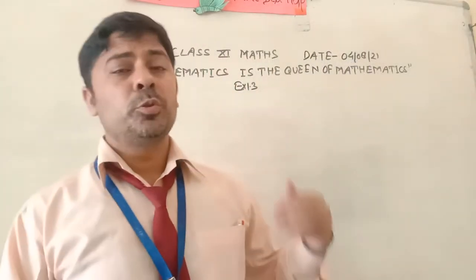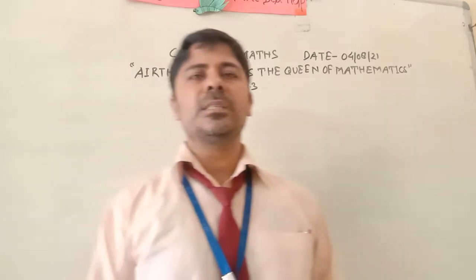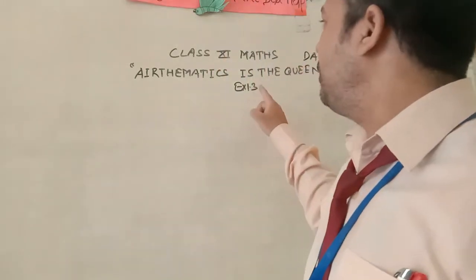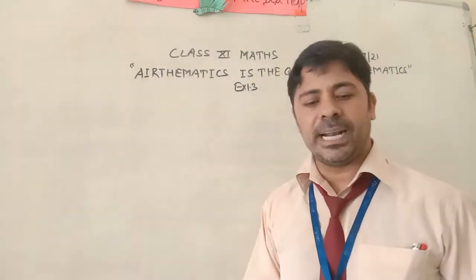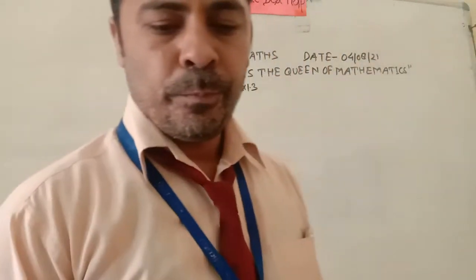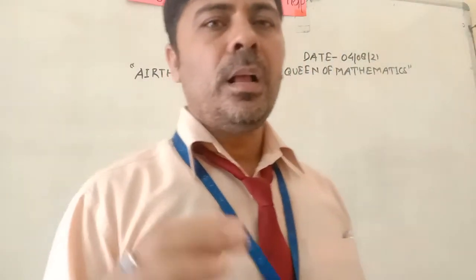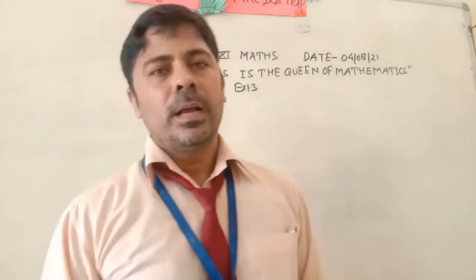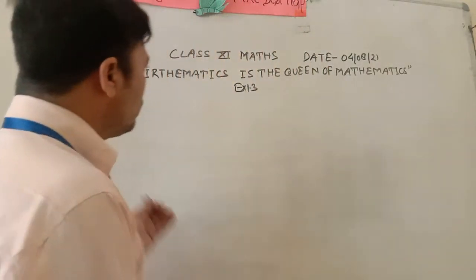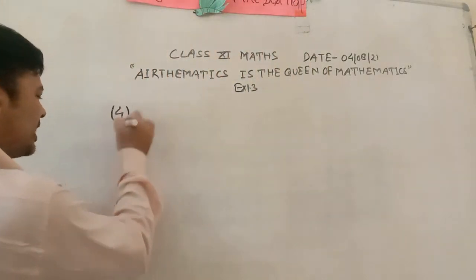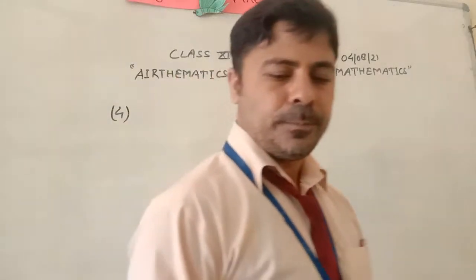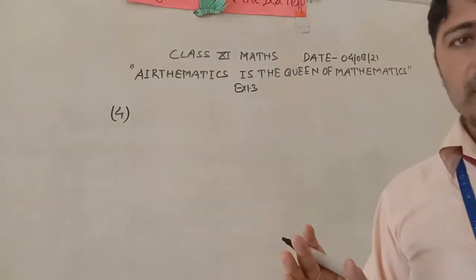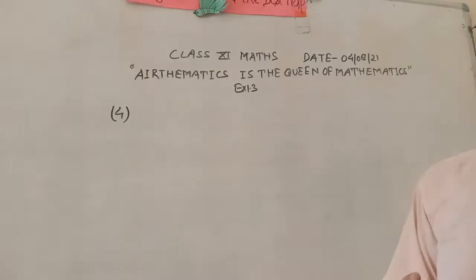Now today's date is 4th of August 2021, and it is exercise 1.3 from NCERT. This is from the chapter Sets, and it is question number 4. In yesterday's video I told you question number 3. Here we will discuss question number 4 of the exercise. The question says: write down all the subsets of the following sets.